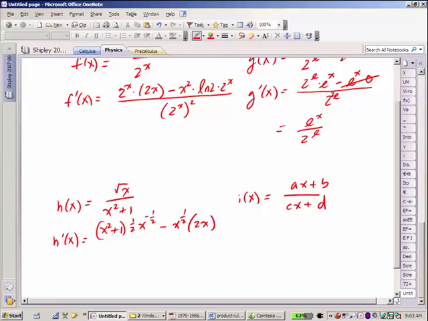Like when I did low, I put x squared plus 1 in parentheses. If I didn't have those parentheses, it would be wrong. Every once in a while, I have someone do something like this: they just put the multiplication sign there, like x squared plus 1 times 1 half x to the negative 1 half. You have to show that it's the entire low times the d high.